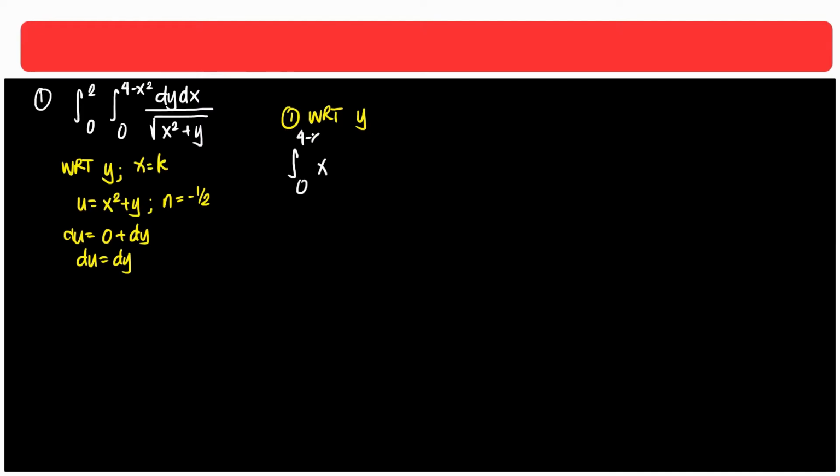0 up to 4 minus x squared of x squared plus y, negative 1/2 dy. I'm not copying the dx yet, huh? We're just doing the first. And then we were able to prove here from the left that with respect to y, the power rule is applicable. So integrating it becomes from 0 to 4 minus x squared. Let's apply.